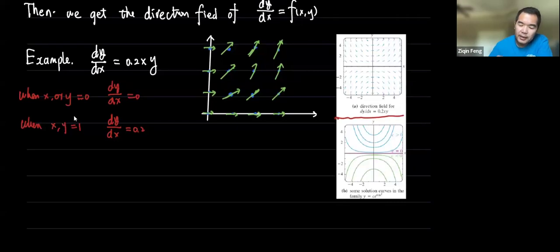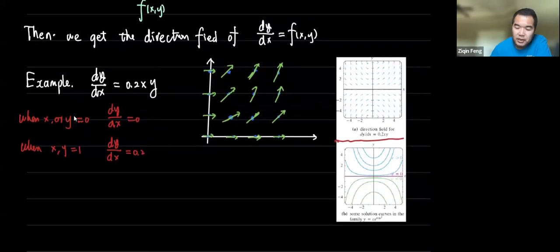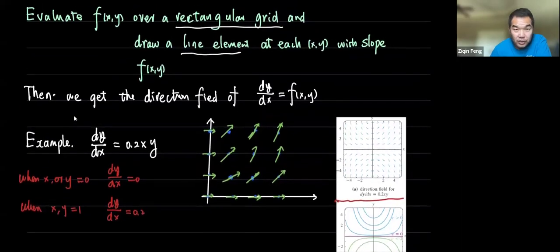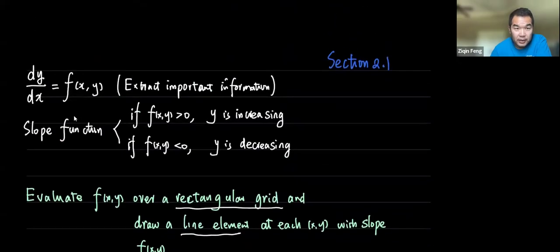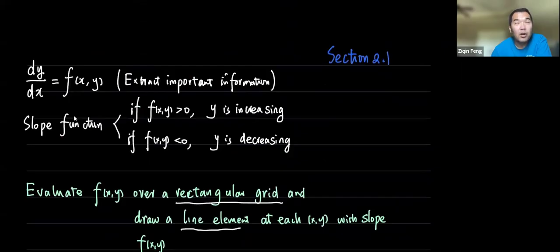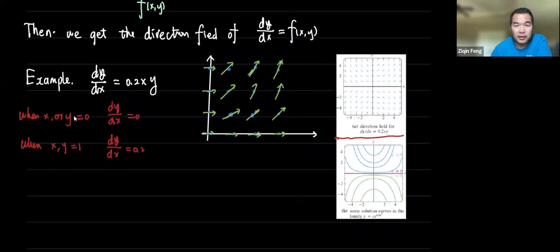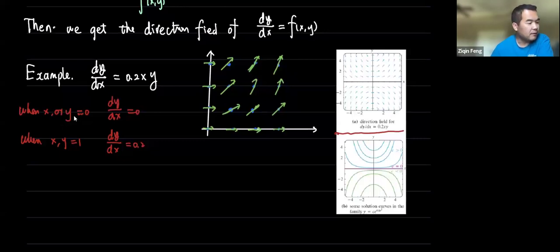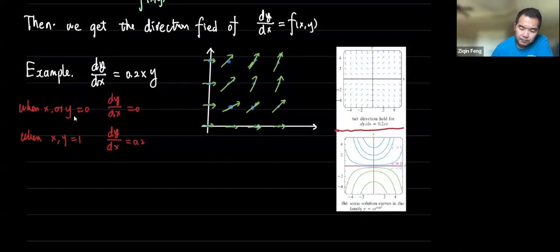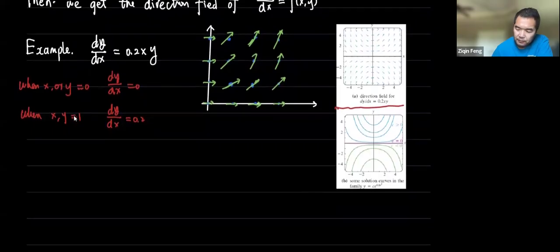So in this video we discussed that whenever you have a first order differential equation, you get a slope function, and with a slope function you get a direction field. From the direction field, you can get important qualitative information from the differential equation, such as where the solution is increasing or decreasing.